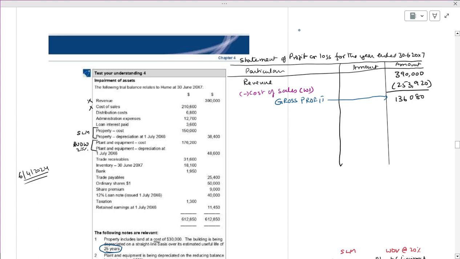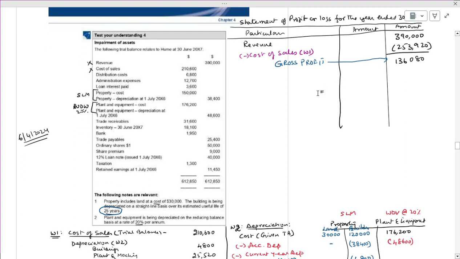Next, what you have to take? Operating expenses. What are the operating expenses? You have distribution and administration expenses. Distribution cost is how much? 6,800. You put it in brackets. Put one cross. Administration expenses, how much is there? 12,700. Put one cross here.